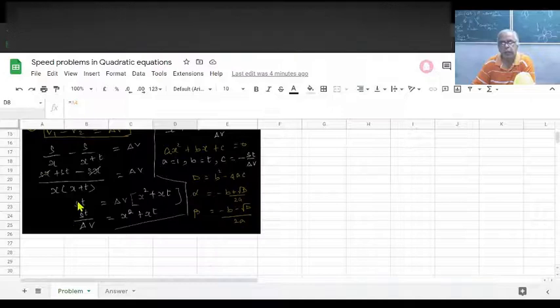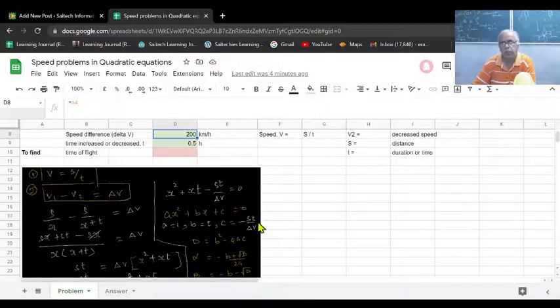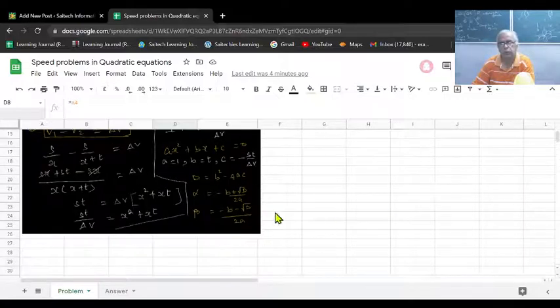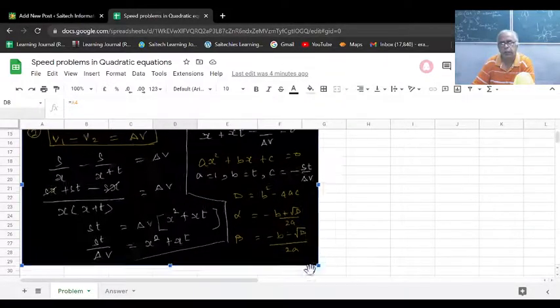So st is equal to delta v into x into x plus t. X into x plus t is nothing but x squared plus xt. So delta v into x squared plus xt. So st divided by delta v is equal to x squared plus xt. Now we can work out in this format, that is x squared plus xt, and you can put minus st divided by delta v is equal to 0. So we have just rearranged this equation. Are you able to follow? Okay, right.